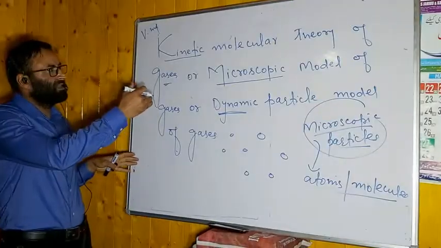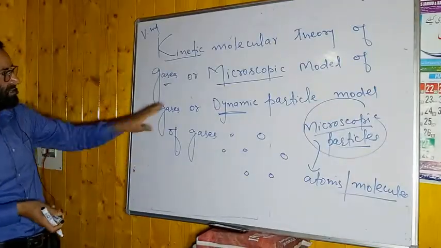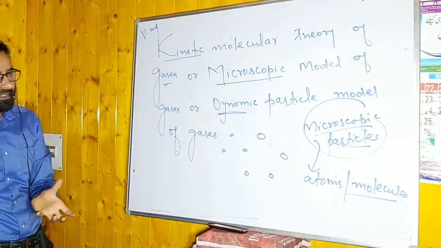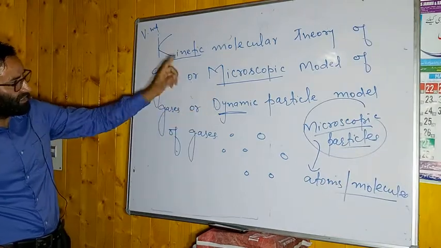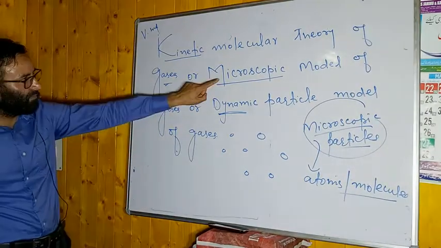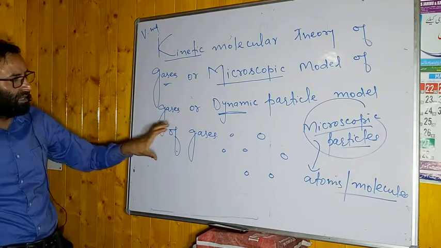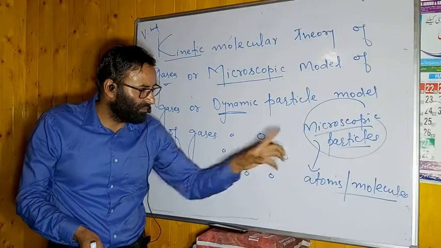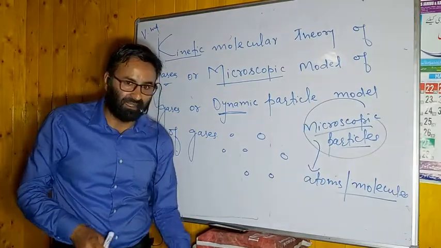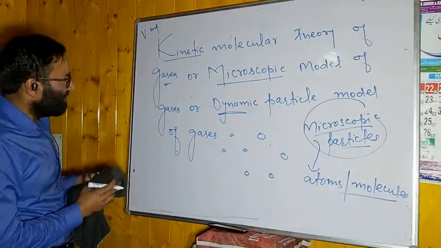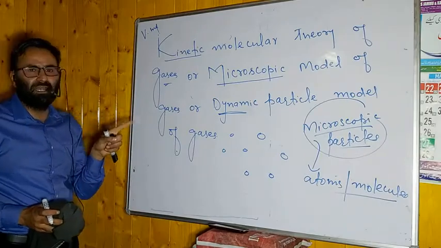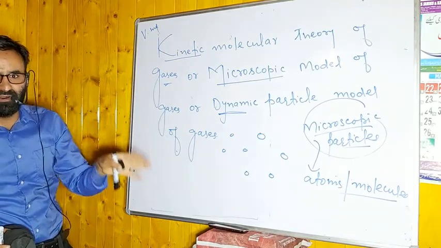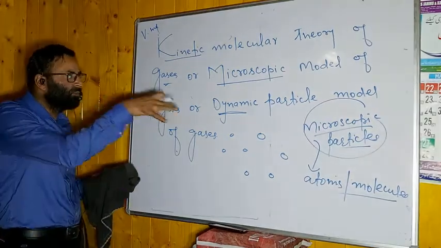Why this theory, the kinetic molecular theory of gases? Because this theory assumes that the gas molecules are in continuous motion, continuous movement. Dynamic means in motion. Microscopic means that every gas is made up of very small microscopic particles that can be atoms or molecules. Now, we will first see why this theory has been put forward in chemistry. Then we will discuss who put this forward.